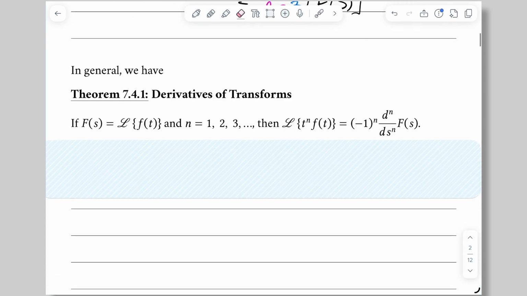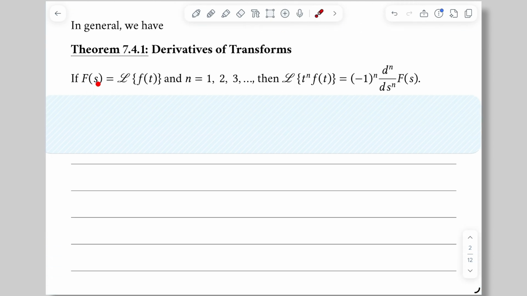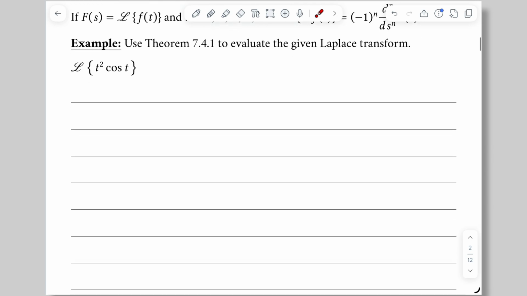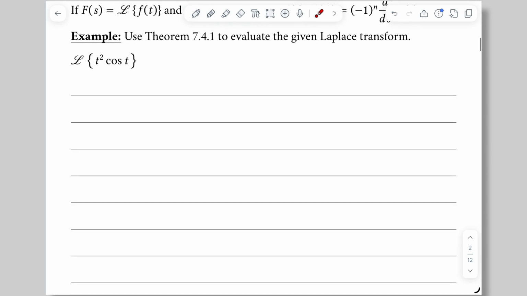This generalizes, denoting uppercase F of s as the Laplace transform of f of t, for n values of 1, 2, 3, etc. The Laplace transform of t to the n times f of t is the factor negative 1 to the n times the nth derivative with respect to s of the transform F of s. To put this to use, we're going to find the Laplace transform of t squared times the cosine of t.